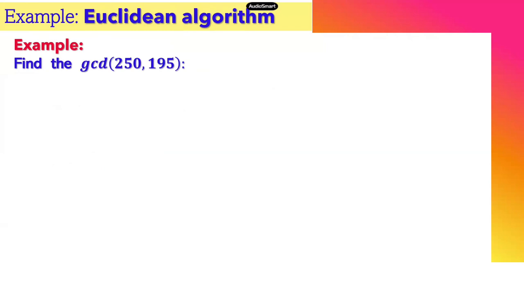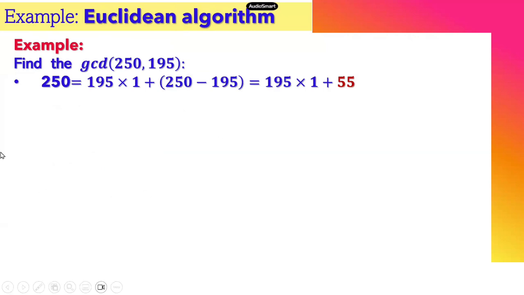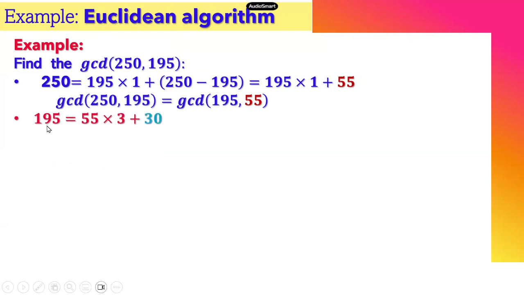Let's say we have to find the GCD of 250 and 195. We will apply the Euclidean algorithm. We can rewrite 250 with the maximum quotient being 1, because 195 multiplied by 1, and then the remainder will be 250 minus 195, which is 55. So the quotient is 1 and the remainder is 55. Next we take the GCD of 195 and 55, by the Euclidean algorithm. We write 195 with the largest quotient 3, and the remainder will be 195 minus 165, which is 30.